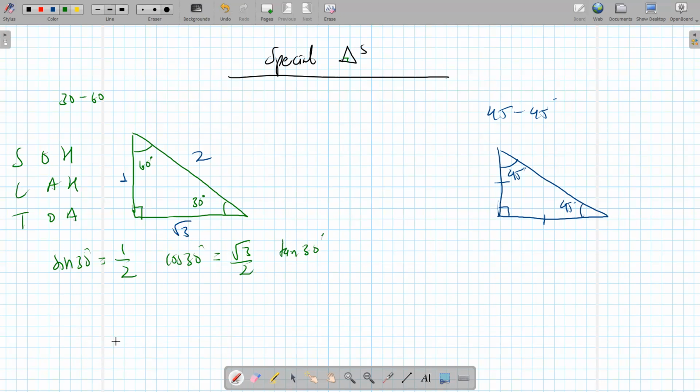Square root of 3 over 1. No, tan 30 is opposite over the adjacent. So it's going to be 1 over square root of 3. Right? Opposite over the adjacent. Adjacent is the side that's not the opposite.